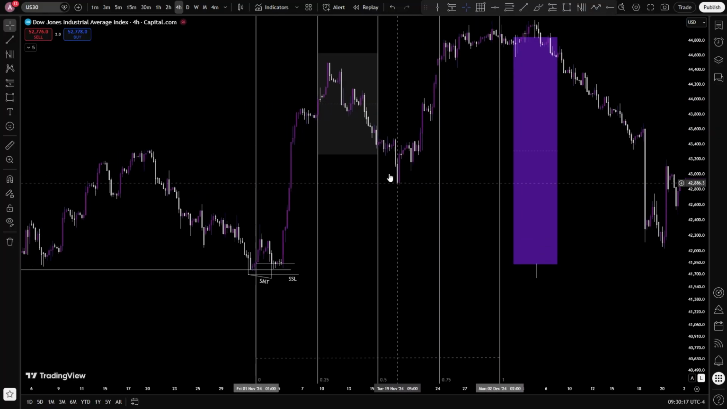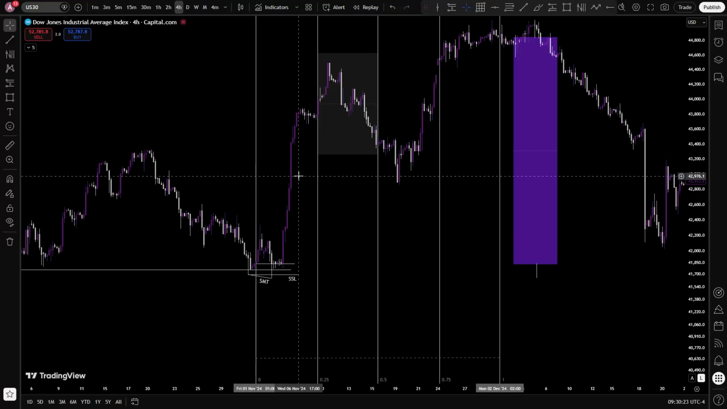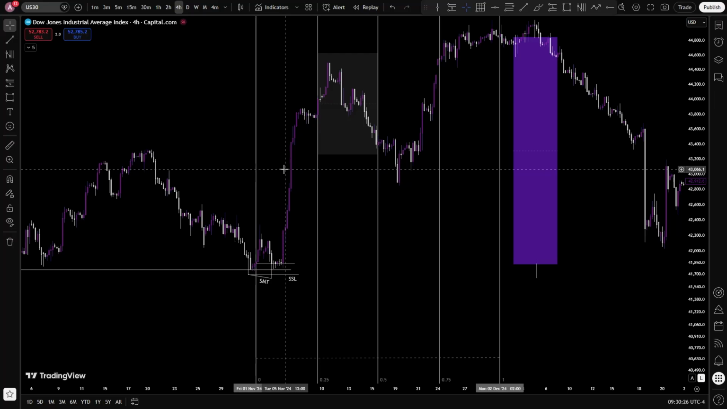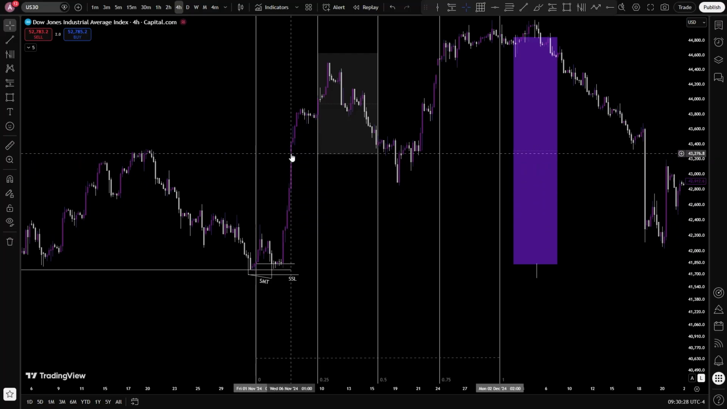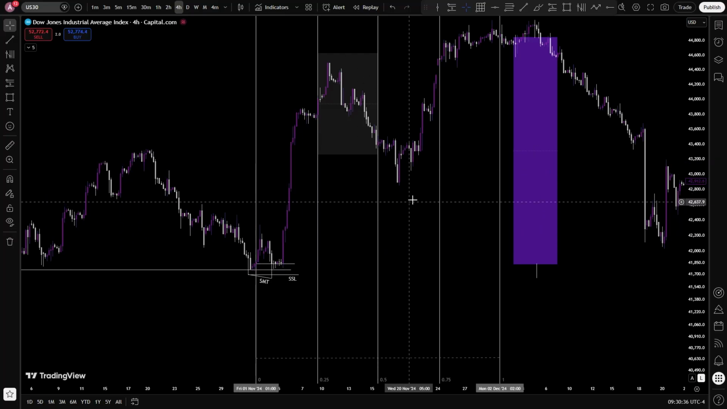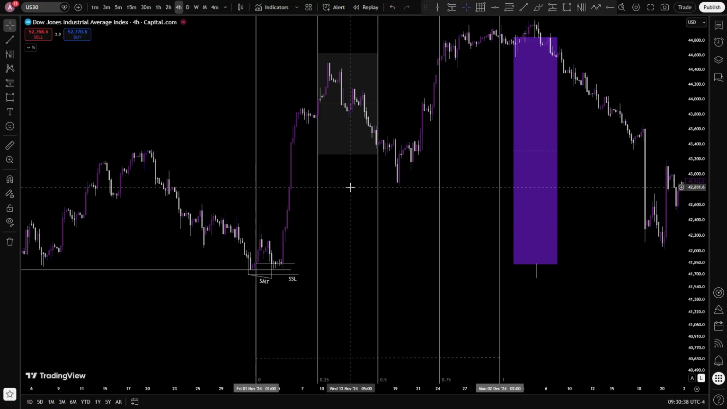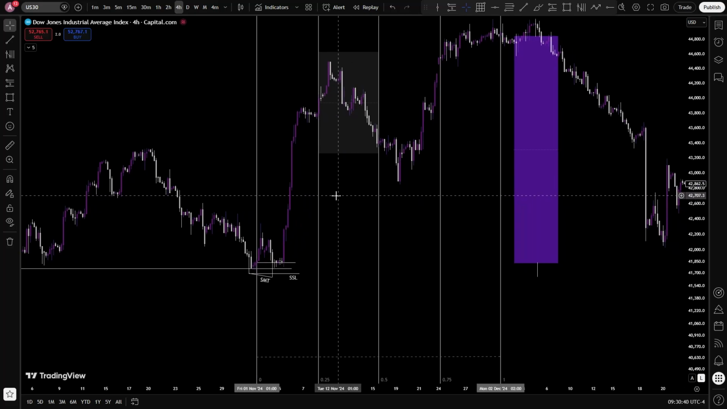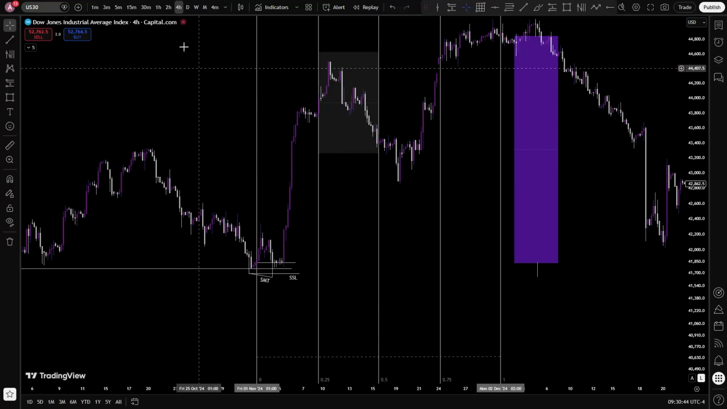The question you're all going to ask is: how can we know that the price will stop at some imbalance, of which there are many on this side here? How do we know on which one the price wants to stop? It's easy, just go to a higher time frame. Right now we are on the 4-hour time frame.